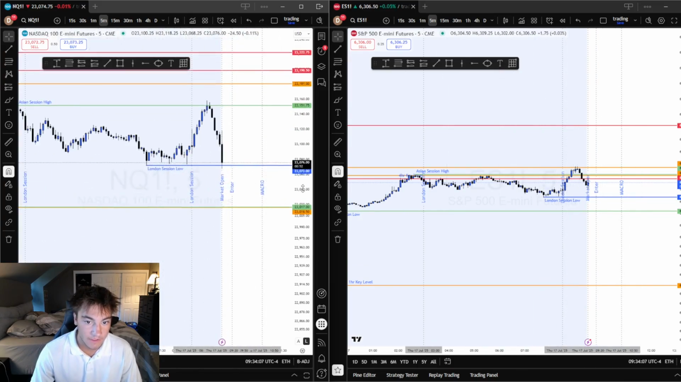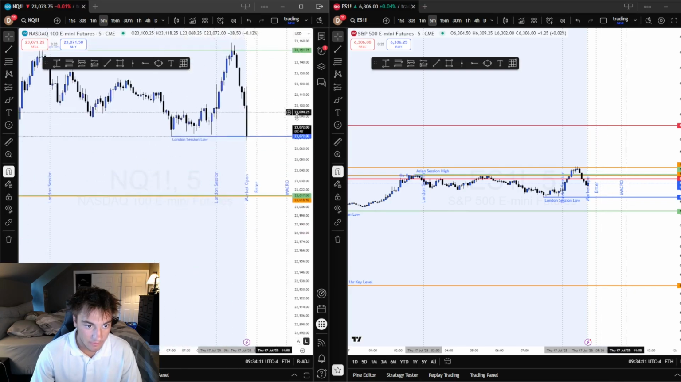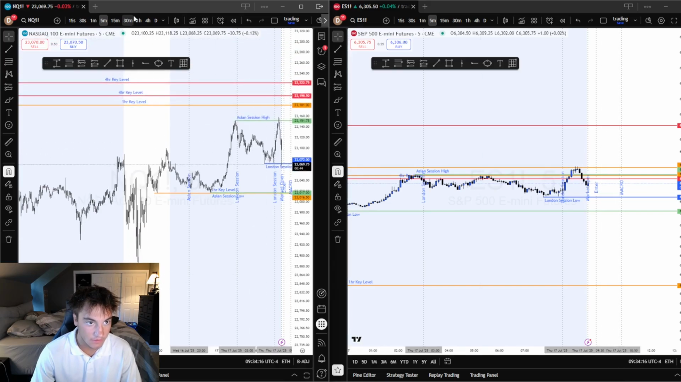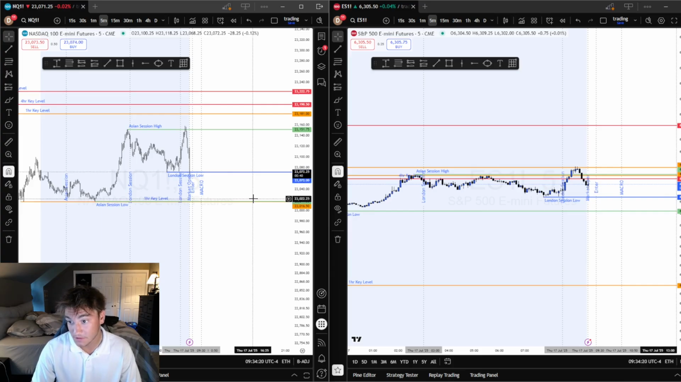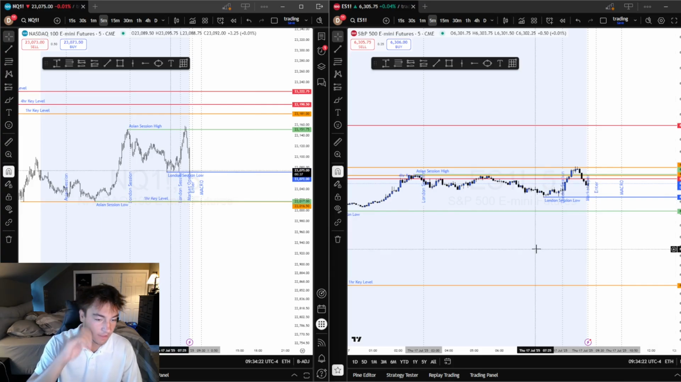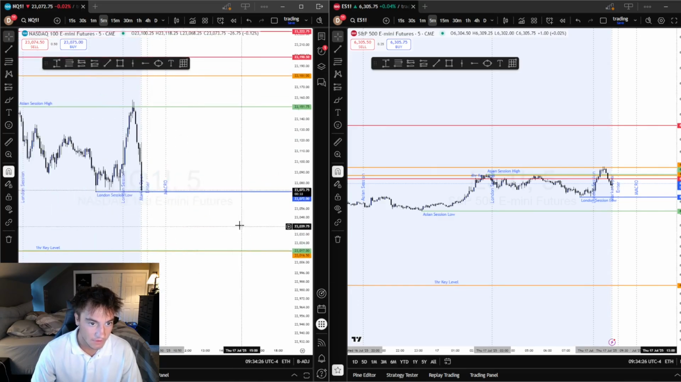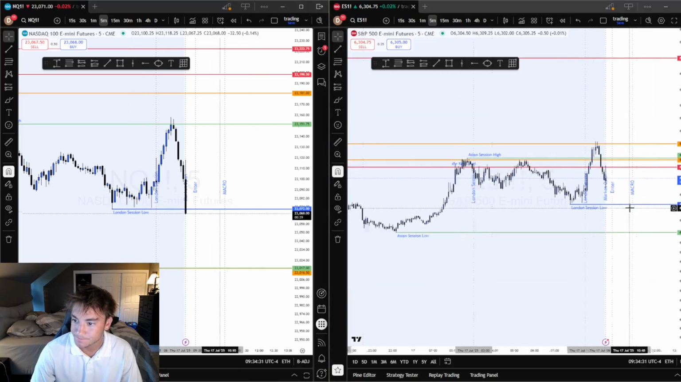Going to the 5 minute, I'd like to see maybe a sweep down to here and then a reversal, just because this is a 1 hour key level and is the in-session low. Maybe we just take out the session low and reverse, or I'm not too sure, but I'm definitely looking bullish today. If the market wants to go bearish, I will not trade.